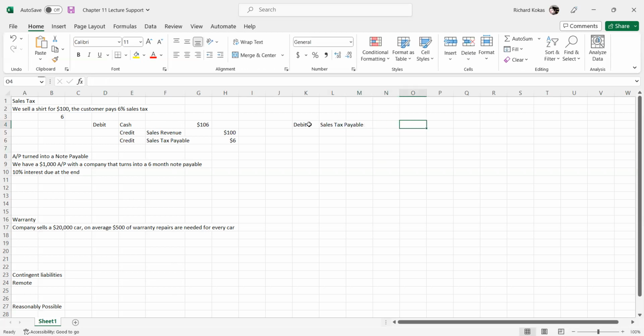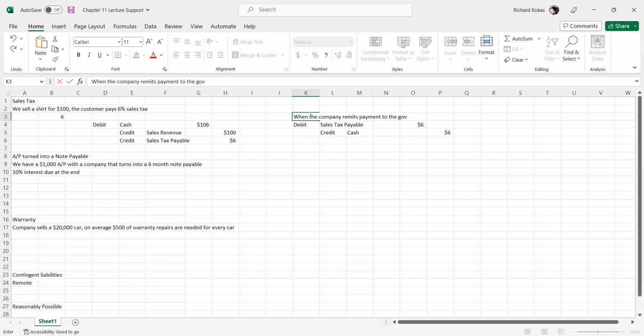Since we don't have a whole bunch of entries, we just have one. For this case, it'll be just that $6 and they'll credit cash $6. So it's going to cancel out. Again, a lot of these I'm not going to spend super long on because they're straightforward, just little concepts.